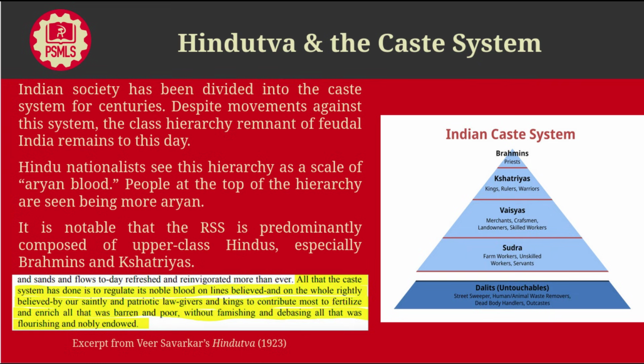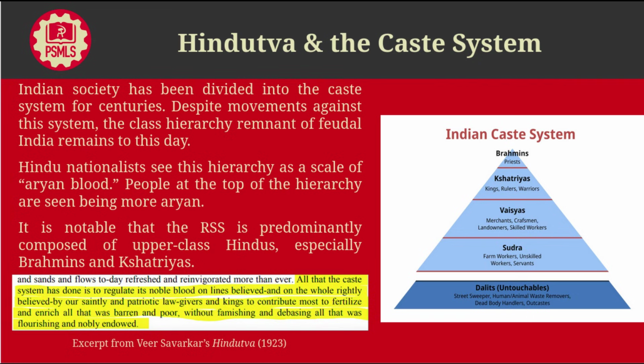So the Brahmins, or the priests, were at the very top, and right under them were kings, rulers, and warriors. And then under them were the Vaisyas, the merchants, craftsmen, landowners, and skilled workers. And then under them were the Sudra, the farm workers, unskilled workers, and servants.